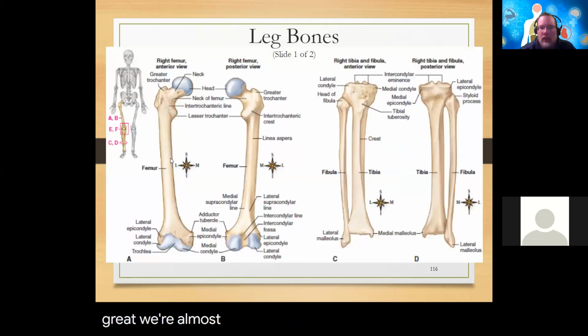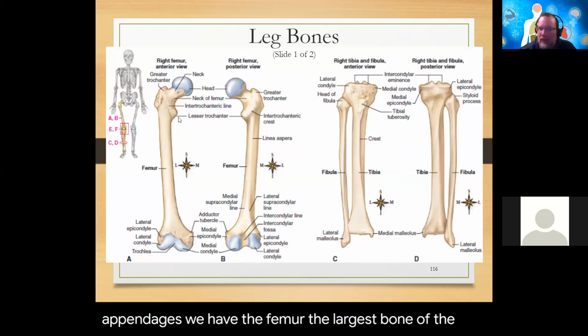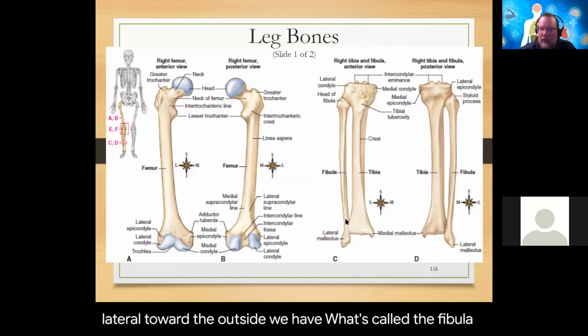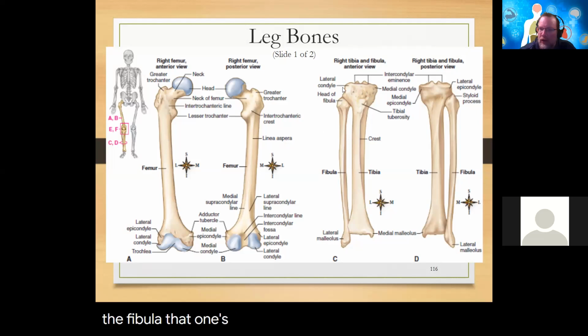We're almost done. The last three of the leg or lower appendages, we have the femur, the largest bone of the body, heaviest, biggest, strongest bone. And then we have the shin bone called the tibia. Tibia is the shin. And then lateral toward the outside, we have what's called the fibula. Yeah, the fibula, that one's non-weight bearing. So that's primarily a bunch of attachment sites for muscles.